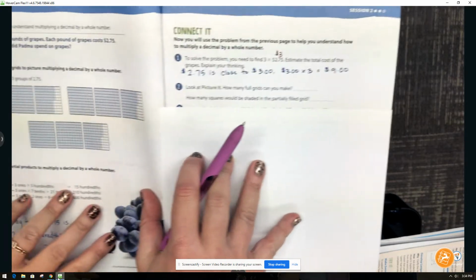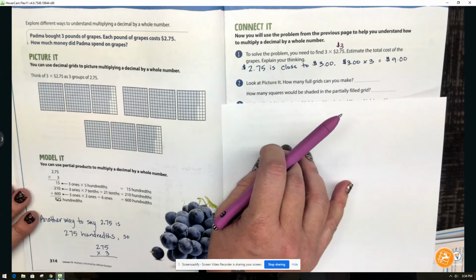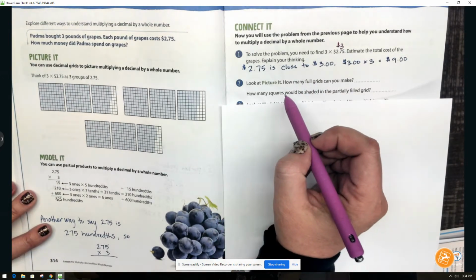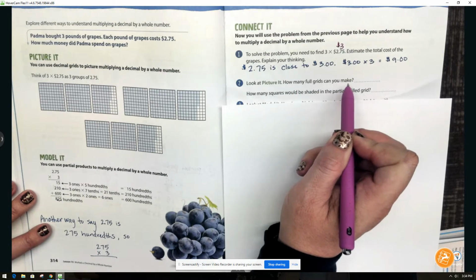Now, if we look back at this picture, and you kind of have to bear with me here because we're going to do some combining. We want to see how many full grids we can make.